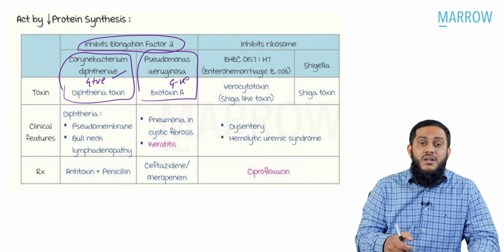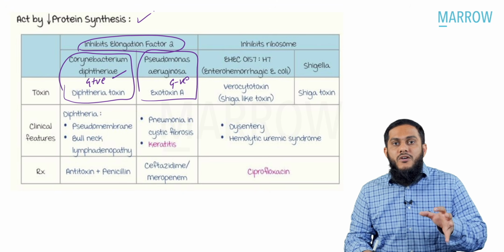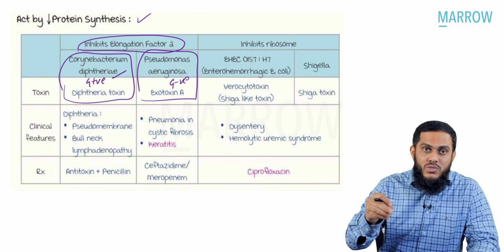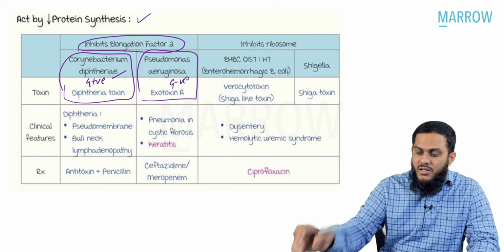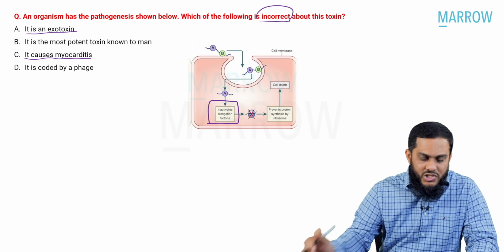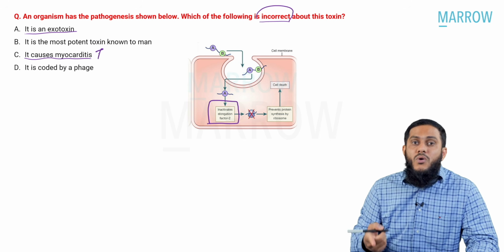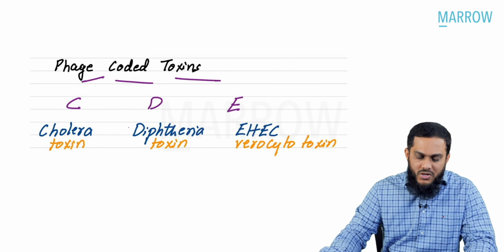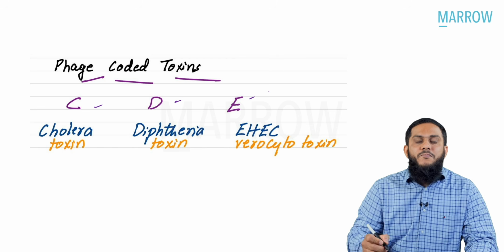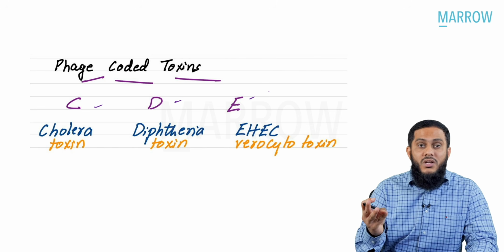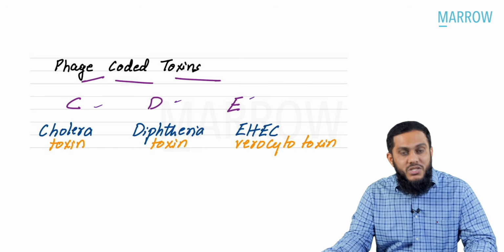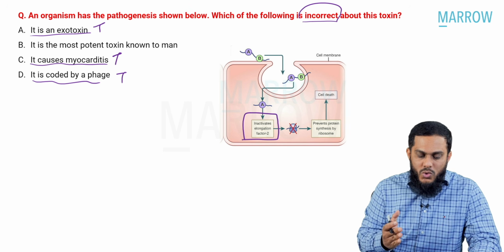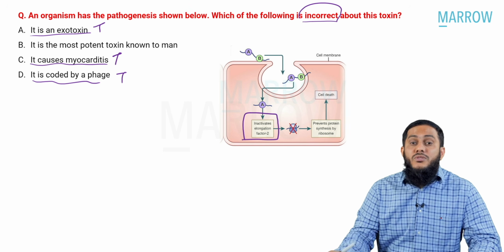This question was taken from the actions of toxin, but in the actual diphtheria notes in revision class, we have clearly mentioned that one of the important complications of diphtheria is myocarditis. So the true statement: diphtheria causes myocarditis. It is an exotoxin. It is a phage-coded toxin. Remember, we have three important phage-coded toxins, CDE: cholera toxin, diphtheria toxin, and enterohemorrhagic E. coli verocytotoxin. So by seeing the options, we know they are talking about diphtheria. It is an exotoxin, it causes myocarditis, and it is coded by phage.